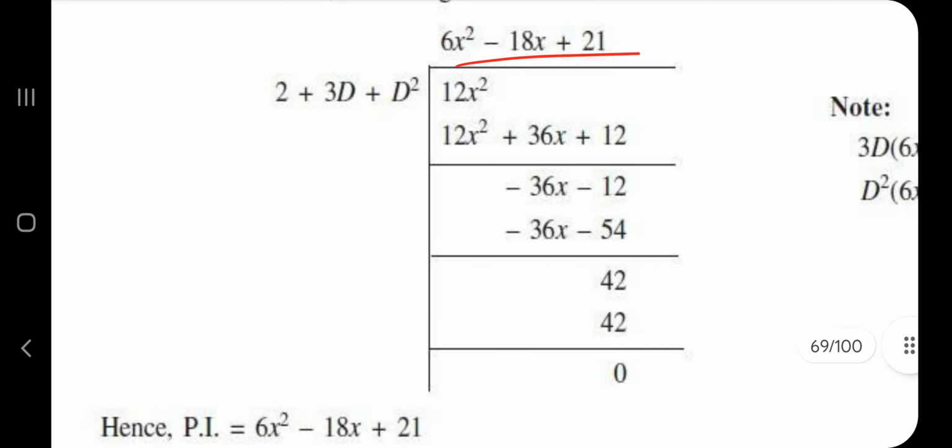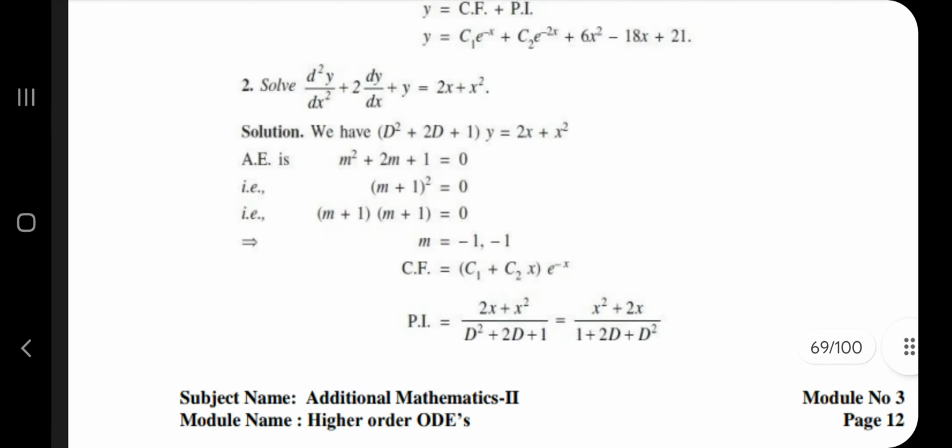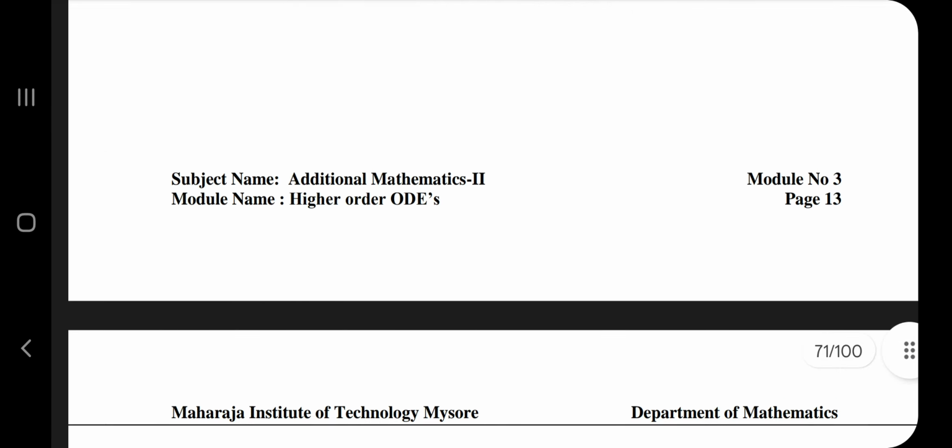What is the quotient you got? That's the particular integral, add it with the normal general solution. So make yourself thorough with all of these concepts. Basically that's all that is there in this module.